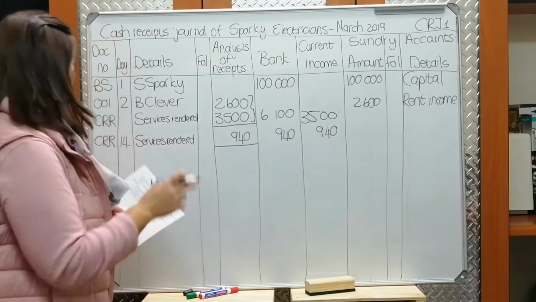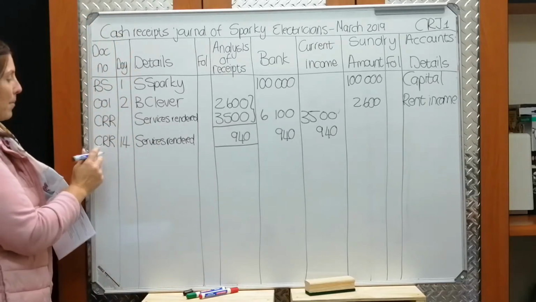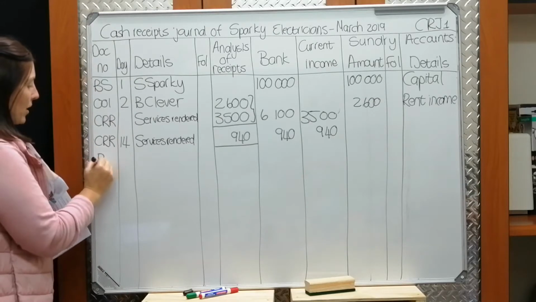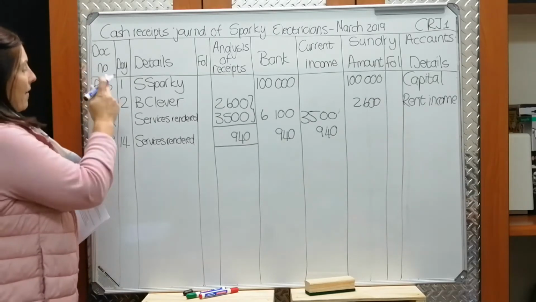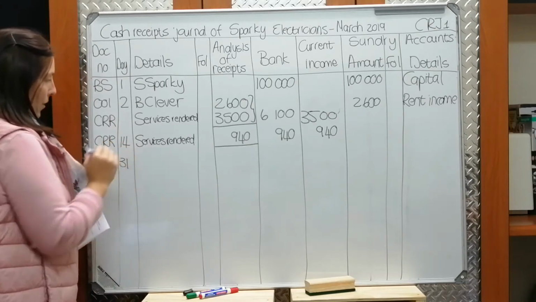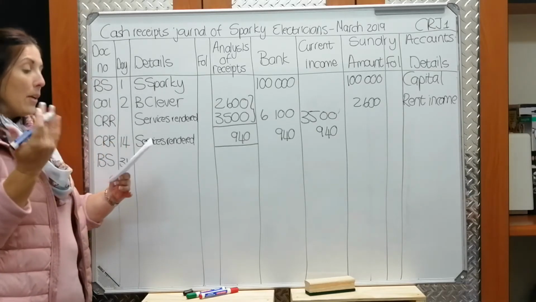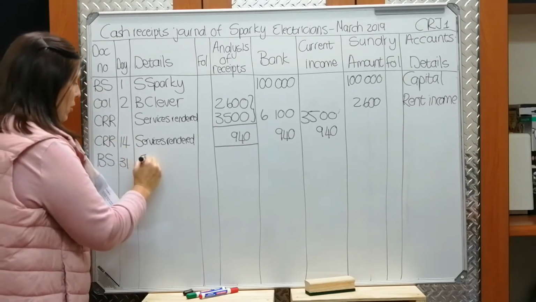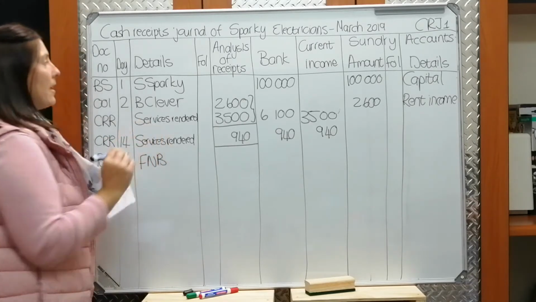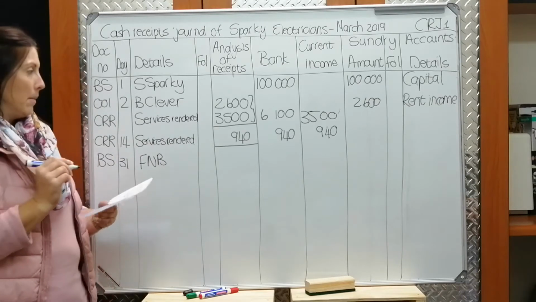Good. Last one, on the 31st, the bank statement from FNB shows an amount of 109 Rand received as interest. So, when we get to our document number column, in this case, we saw this transaction on the bank statement. That is our source document. The day is the 31st. Why did we receive this money, or from whom did we receive this money? They gave us FNB. That's where we bank. So we write in our details column FNB.